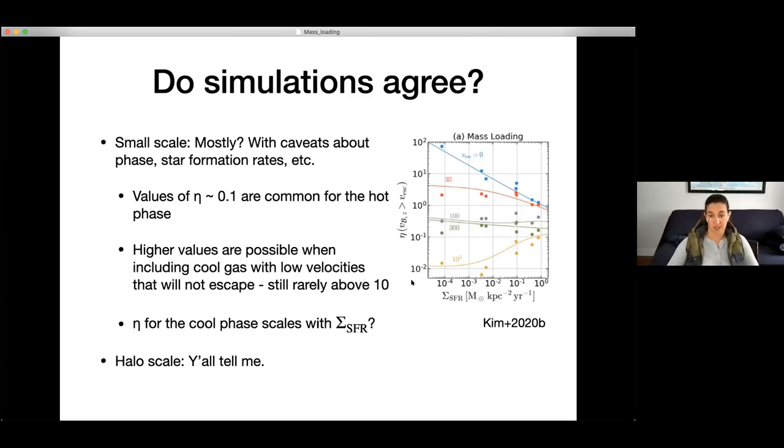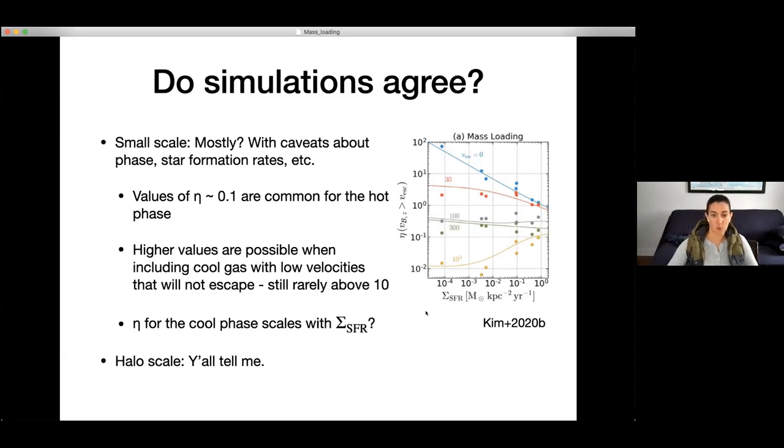There's a really nice plot. This is from Changu's 2020 paper for the Tigris suite of simulations, just showing values of the mass loading factor as a function of surface density of star formation with different velocity cutoffs. If you include all outflowing gas, you get this really steep correlation between star formation surface density and mass outflow rate, really high rates at low star formation surface densities. But as you increase that cutoff to gas that will actually escape, say whatever your circular velocity is for your potential, this correlation kind of goes away.